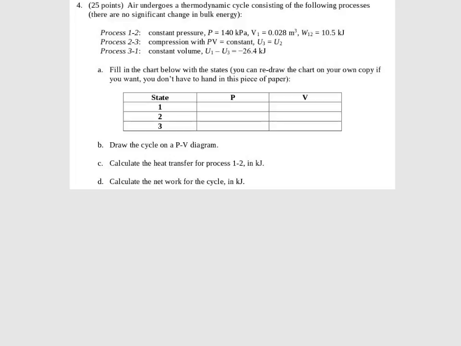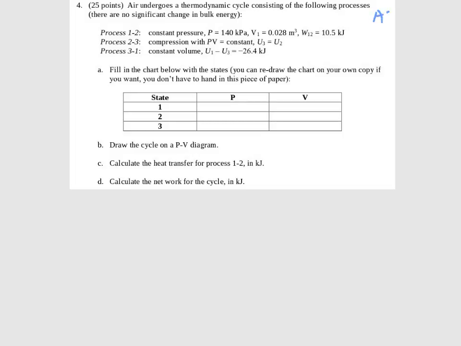It says air undergoes a thermodynamic cycle consisting of the following processes: process 1 to 2, 2 to 3, and 3 to 1. Our task is to figure out what the pressure and volume is for each state by filling out the table here for part A, and part B is to draw a PV diagram. Part C is to calculate heat transfer for process 1 to 2, and the last part is to find the net work for the entire cycle. So let's get started.